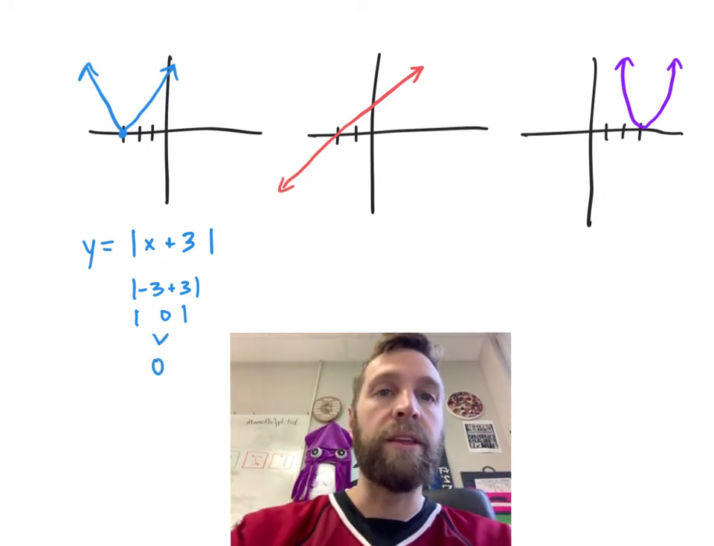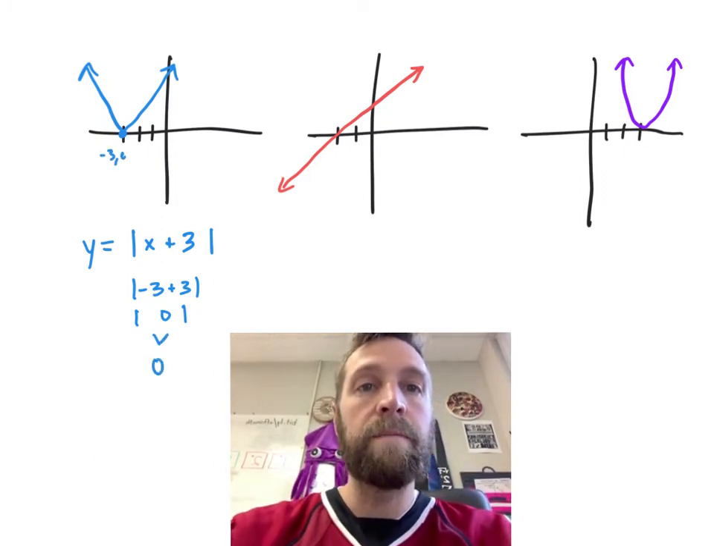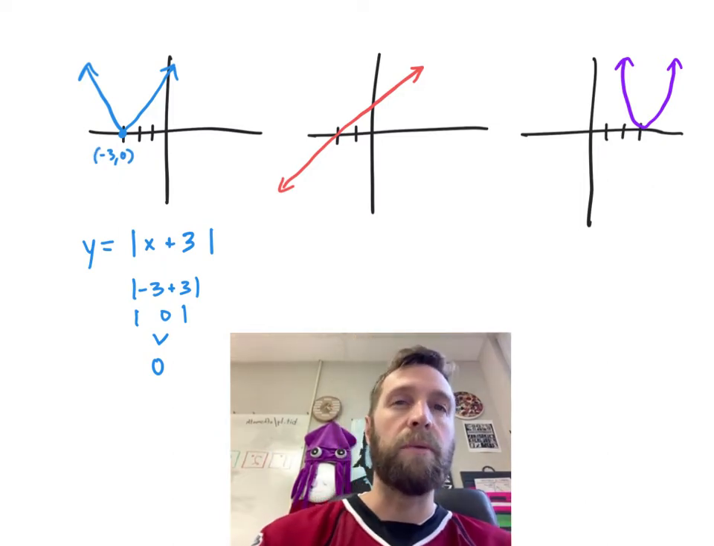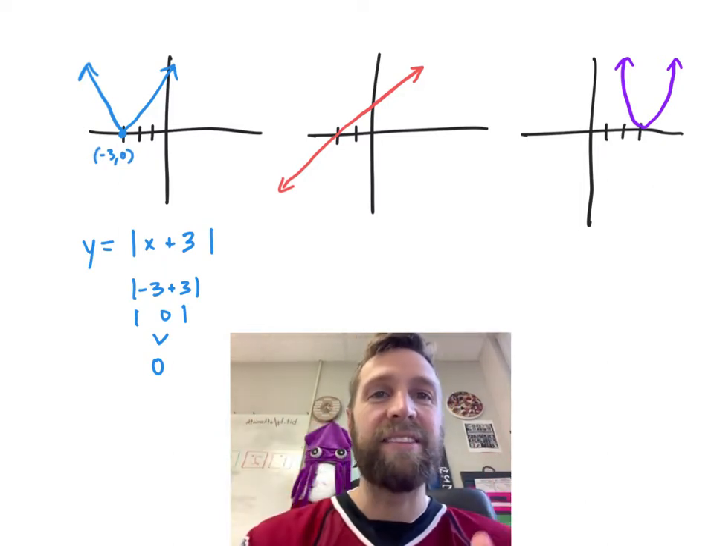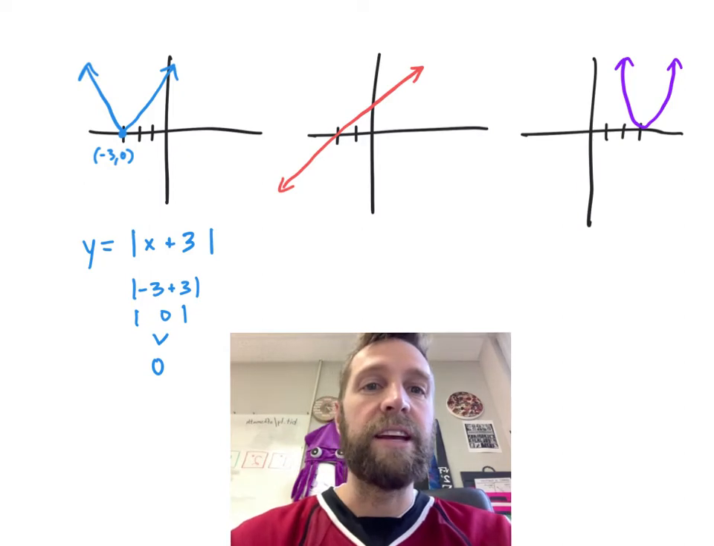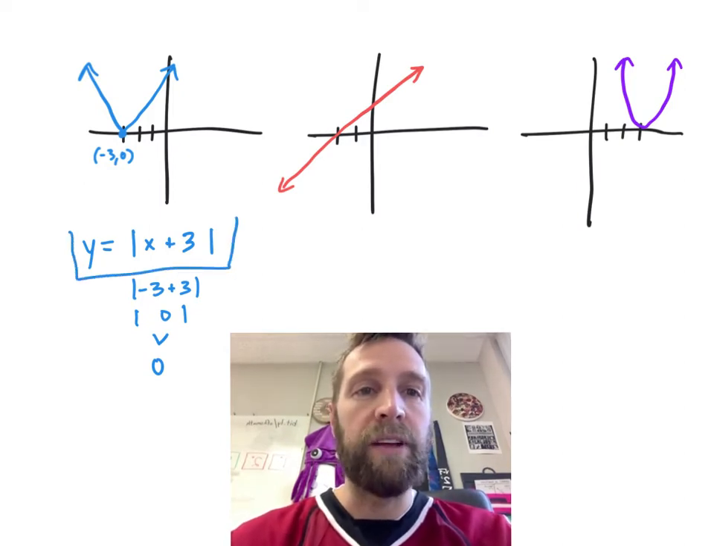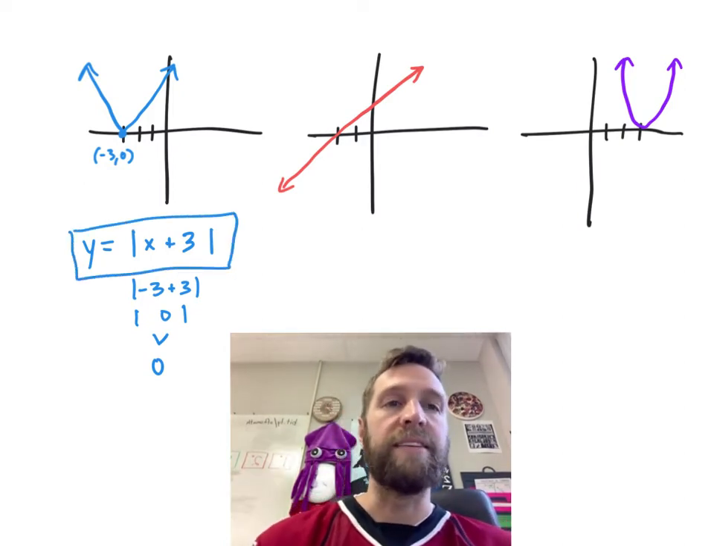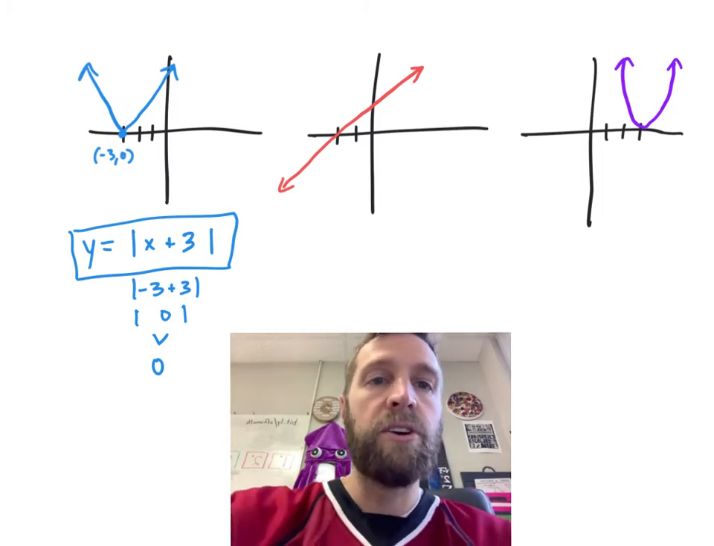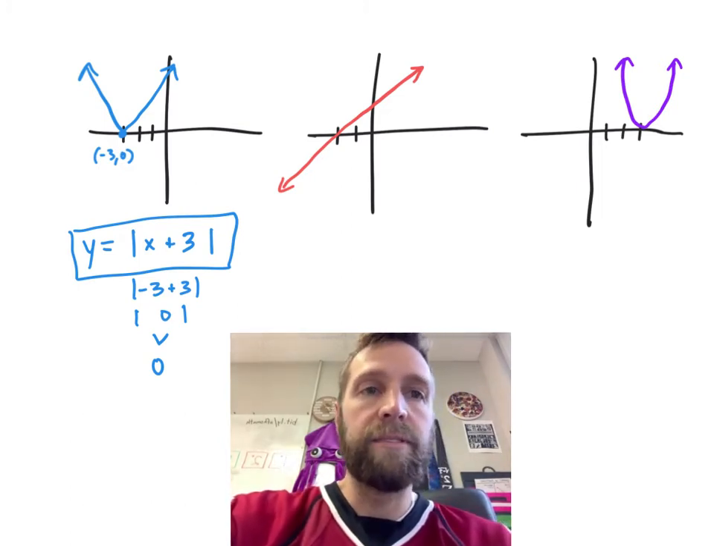And what is that point that we're looking at? -3, 0. So I'm almost thinking 0. How do I get to 0? If I need a -3, then my equation better have a +3 so that that can become my 0 point, or my starting point, or my vertex.